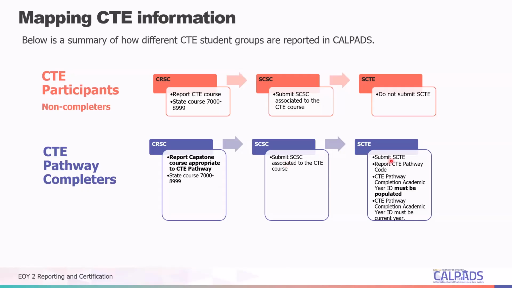you then submit the SCTE record, which identifies the appropriate CTE pathway that this capstone course and series of courses are associated to. You also must include the academic year, and it should reflect the academic year when the capstone course was completed. And this is again assuming the student completed the pathway in the proper sequence or step ladder sequence. With that assumption, the academic year should be equal to this current reporting year.